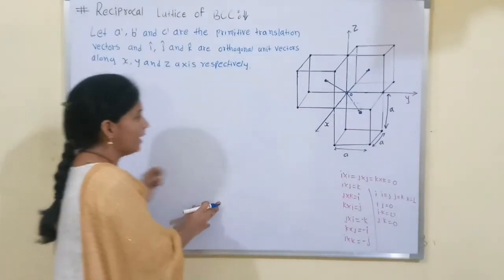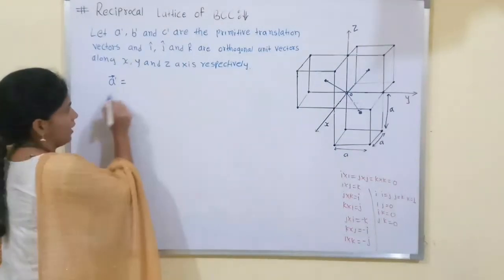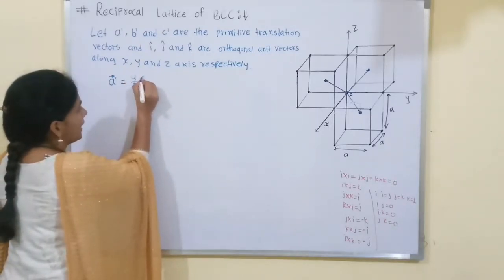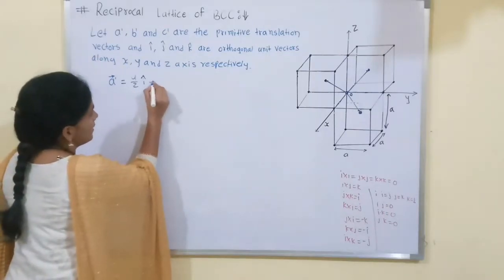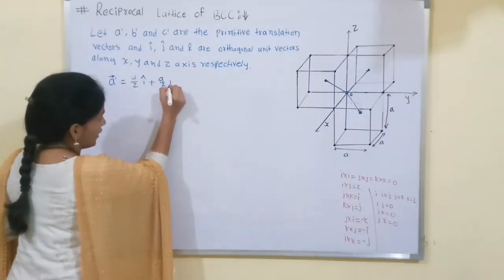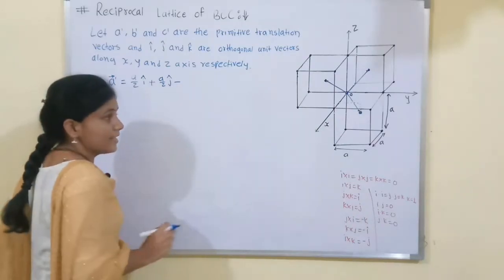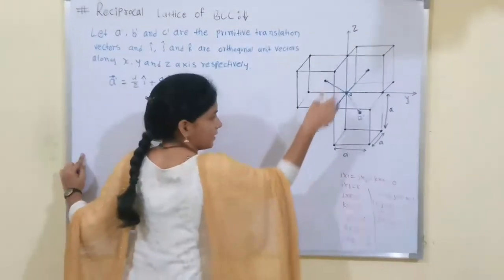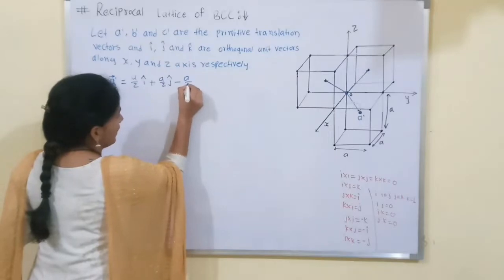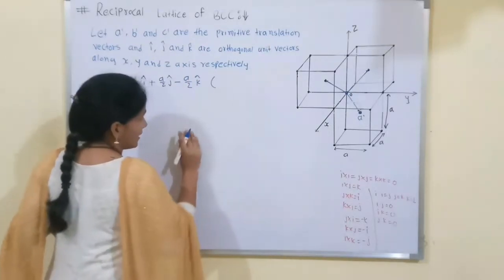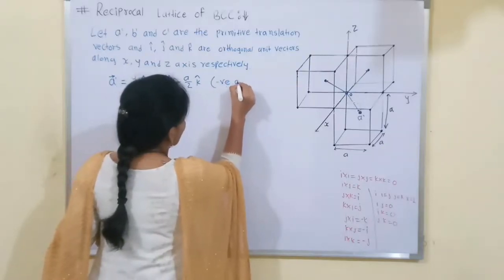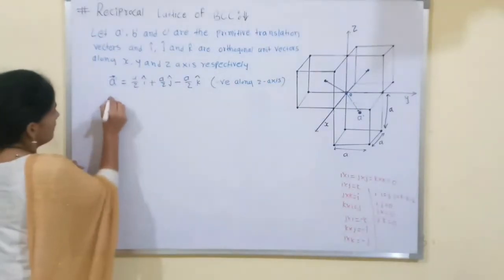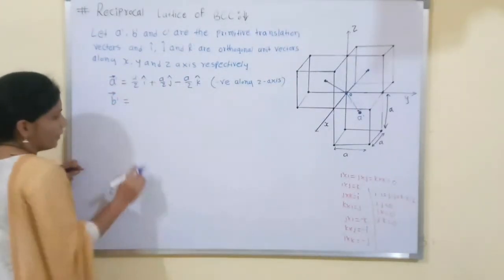So in this way, for the first primitive translation vector, the value is A by 2 i cap, because this is along x-axis; second, A by 2 j cap, this is along y-axis; and the third is A by 2 k cap, negative along z-axis. Okay, for simplicity. Similarly, we can write for the B dash vector.